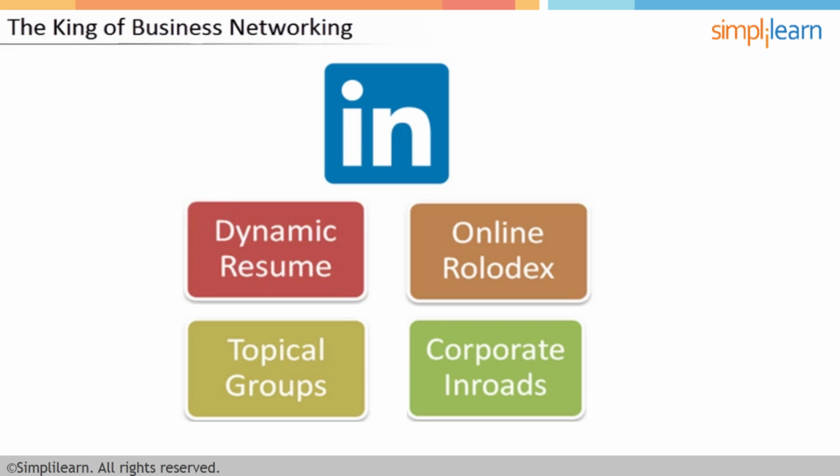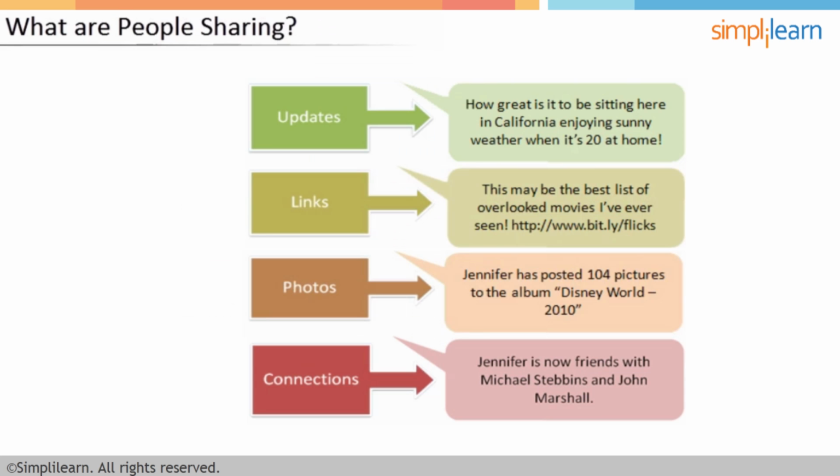And for B2B marketing, business to business marketing, the most powerful social media happens to be LinkedIn. Very effective way to get in. Again, what are people sharing? Updates, links, images, pictures, connections, videos. So very, very popular. So that's what you typically do on your social media.